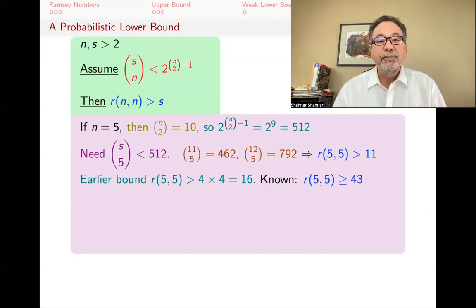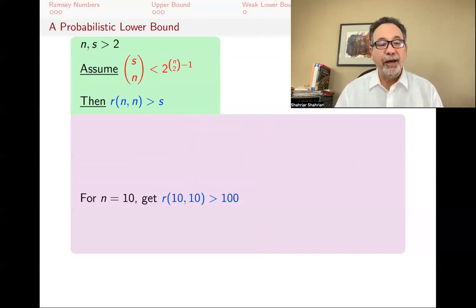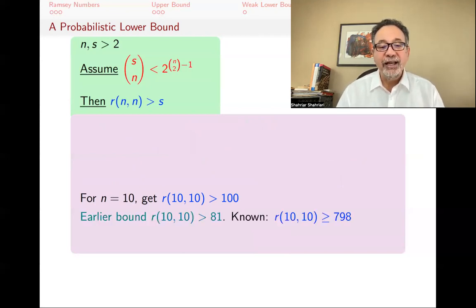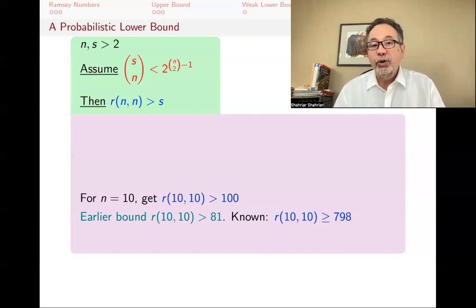But neither one is really that good, because what we actually know, although through a lot of work, is that this diagonal Ramsey number R(5,5) is greater or equal to 43. Now, if n is bigger, then this new bound is going to do better. So for example, if n is 10, then using this you will see, and you need some kind of symbolic software, a calculator won't do, that R(10,10) is greater than 100, and the earlier bound was that R(10,10) is greater than 81. The weak one was 9 times 9, 81, and 100 is better than that. Although what's known is that R(10,10) is greater or equal to 798.